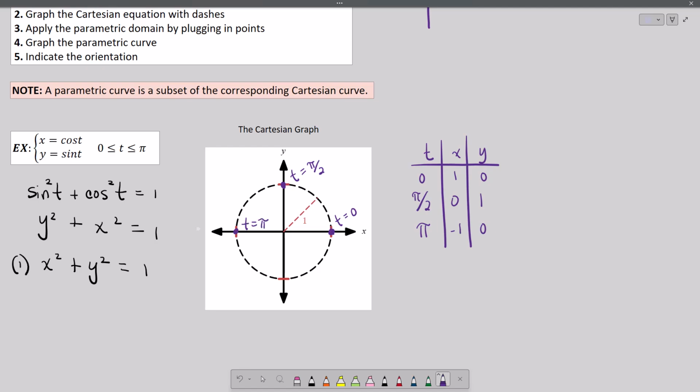And so this shows us that we're going around, and we don't put these arrows at the endpoints, we just stick them in the middle. That's the orientation. So the parametric curve is this upper semicircle graphed counterclockwise. Counterclockwise is this way, clockwise is the other way. So that's the parametric curve.